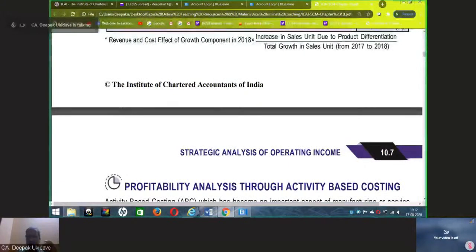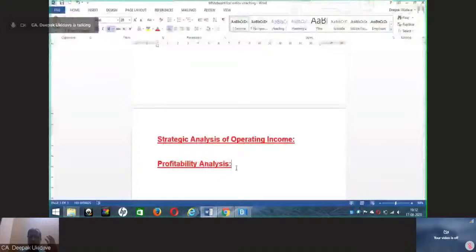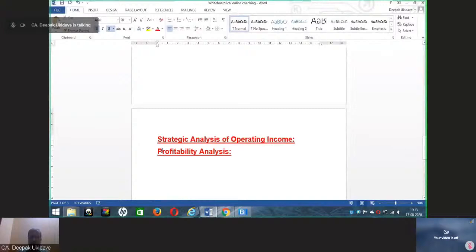Just now we have completed this, go to the module contents. Now let us make our own notes based on the understanding. The whiteboard is open in front of you in the form of a Word document, where there is clarity in understanding. The name of the chapter is Strategic Analysis of Operating Income. And we are doing profitability analysis using various techniques. So here we say three components are used. You can highlight this: three components.